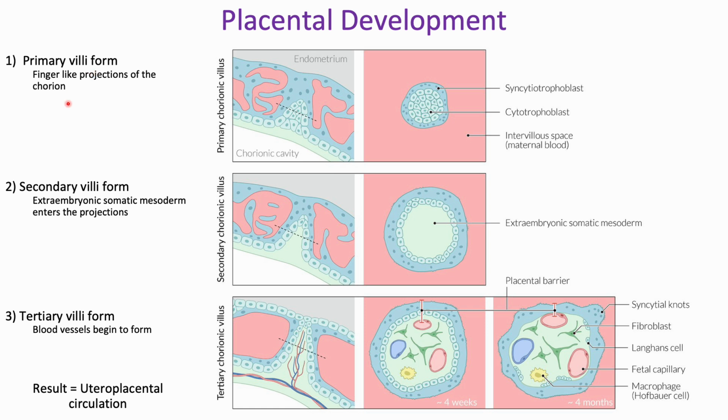A secondary villi forms when you really have that somatic mesoderm projecting as well. So let me clarify the difference between the primary villi and secondary villi. The primary villi does not have the somatic mesoderm. The secondary villi has the somatic mesoderm invading as well. Okay, so that's the difference between the 2. Now, mesoderm, which we just mentioned, it is eventually going to give rise to all the blood vessels, vascular supply as well. So now that you have somatic mesoderm invading, eventually blood vessels are going to begin to form. And when those blood vessels begin to form, we're going to call that the tertiary villi. So we go from primary to secondary to tertiary.